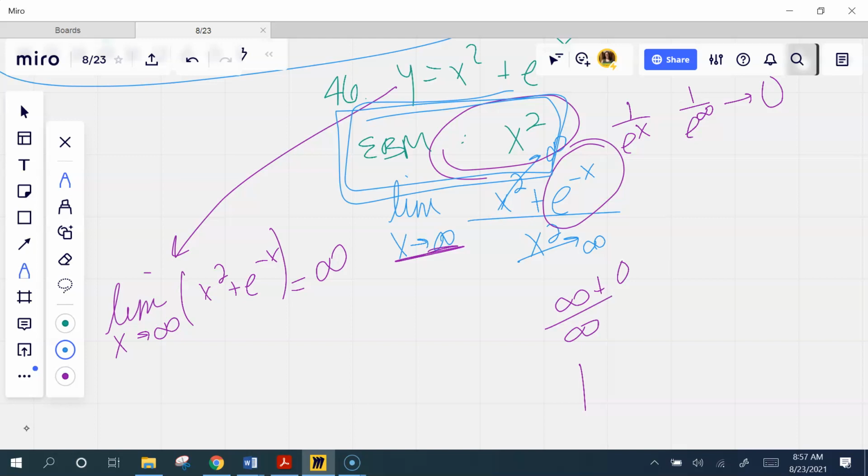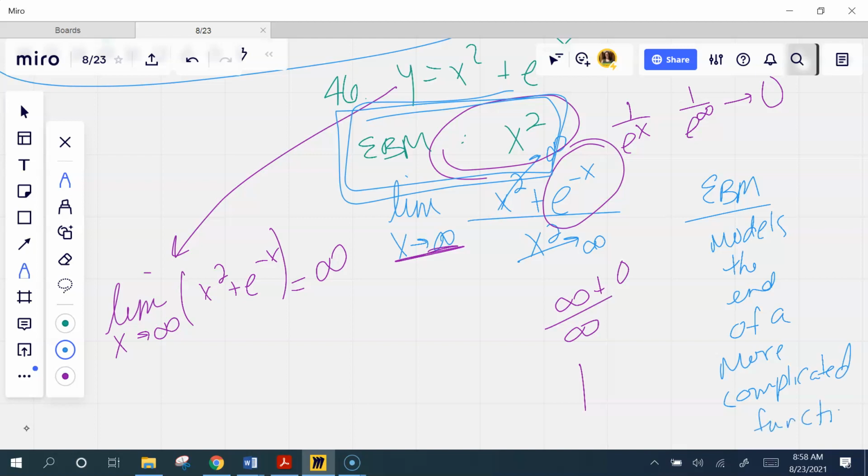An end behavior model models the end of a more complicated function, one that I don't know the end behavior of. This is not the end behavior. That was just proving that this works. To show that it works, I have to show that it equals 1. Now that I know it works, I can use this to model the end behavior of that.